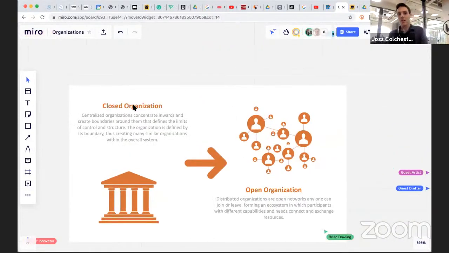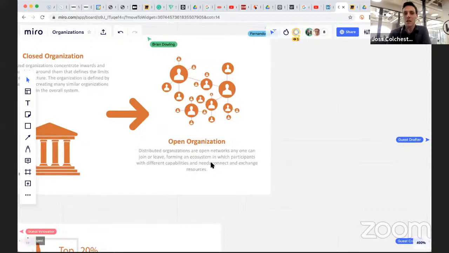This move from something that's closed: a centralized organization concentrates inwards and creates boundaries around itself that define the limits of control and structure. The organization is defined by its boundary, thus creating many similar organizations within the overall system. This reductionist approach to organization ends up in a lot of silos and recreation of the wheel, because we create these closed organizations. Here we're thinking about these open ones. Distributed organizations are open networks. Anyone can join or leave, forming an ecosystem in which participants with different capabilities and needs connect and exchange resources in a much more fluid and dynamic way.